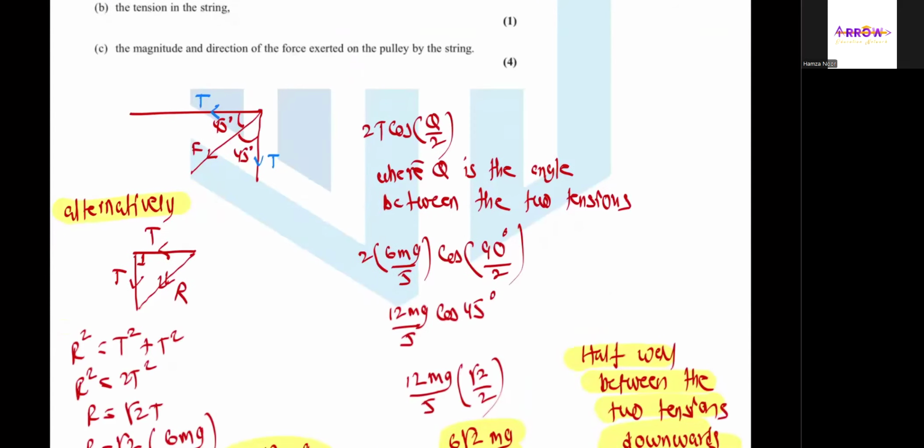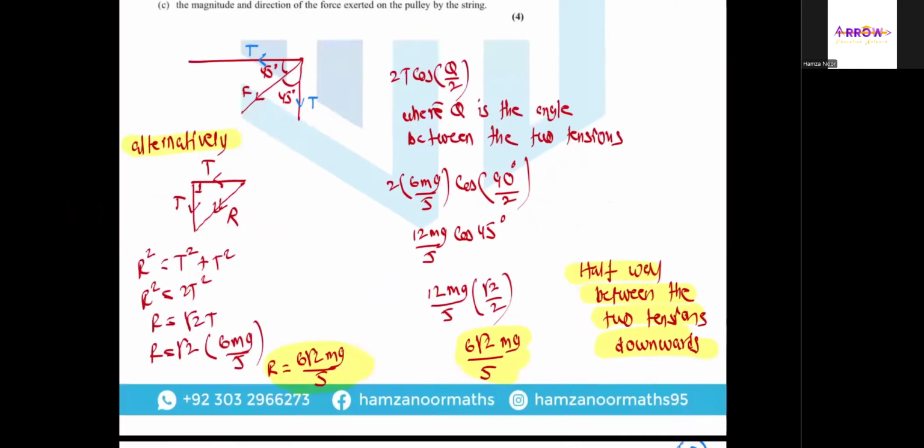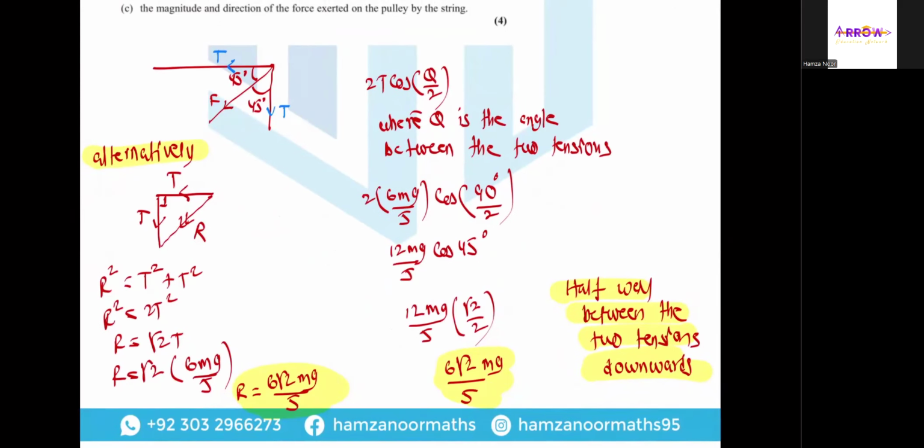These are the notes from the classwork of my online classes. Basically, I'm trying to make maximum recordings in English for my YouTube channel. This complete concept is already discussed in my online classes with my students before starting the past paper questions. Okay, so this is 2 multiplied by T multiplied by cos theta over 2. You need to remember this.